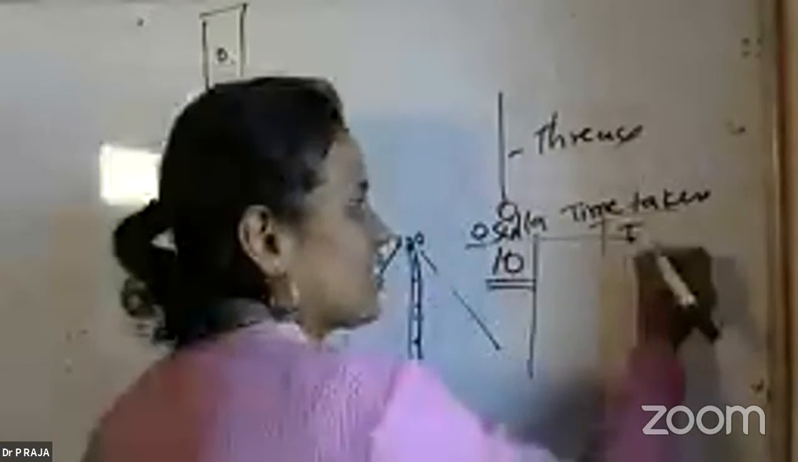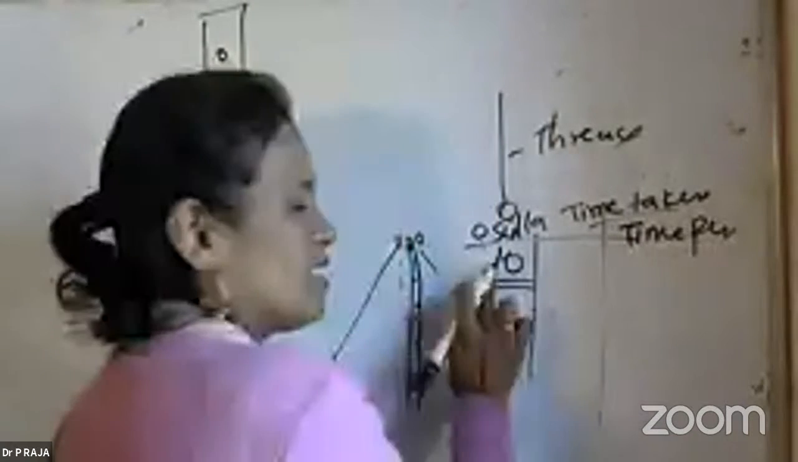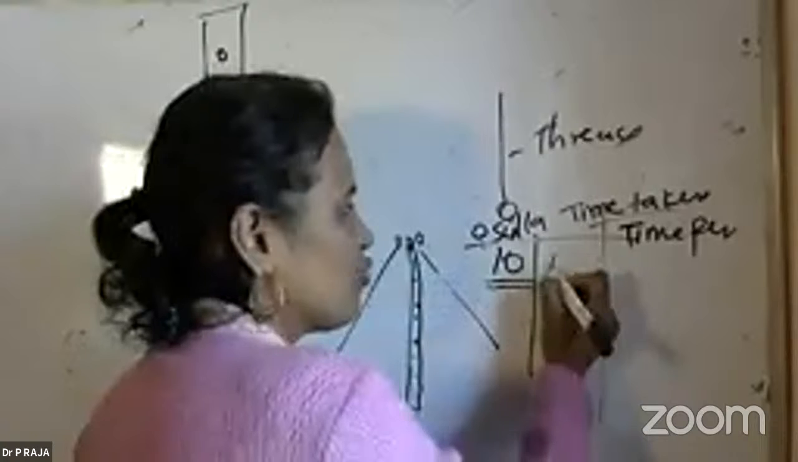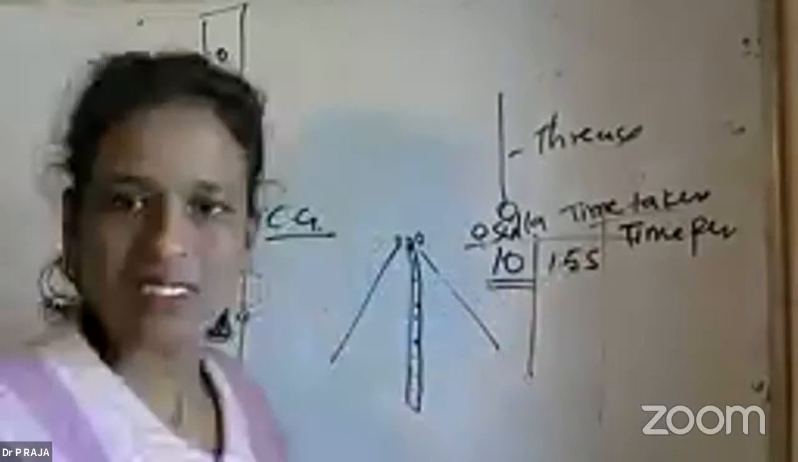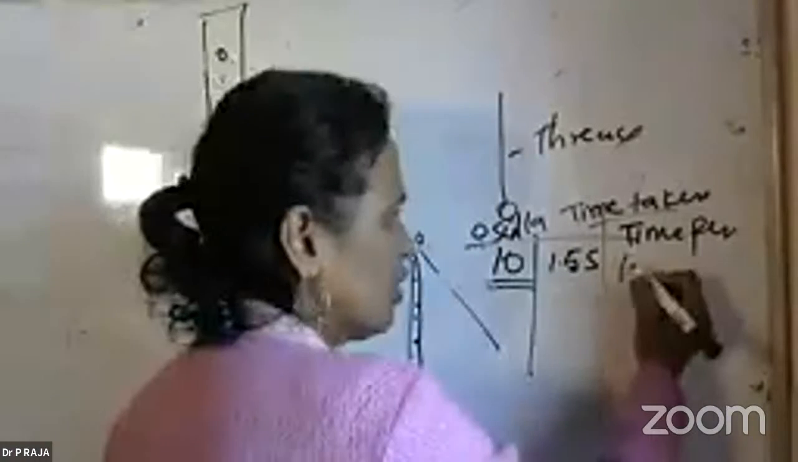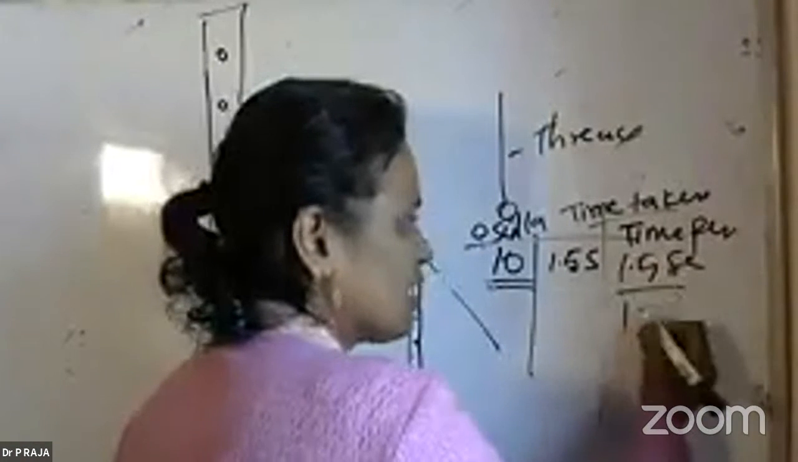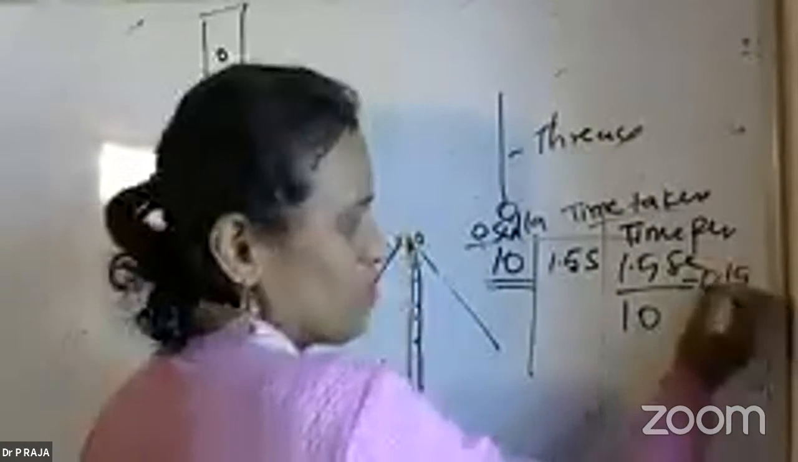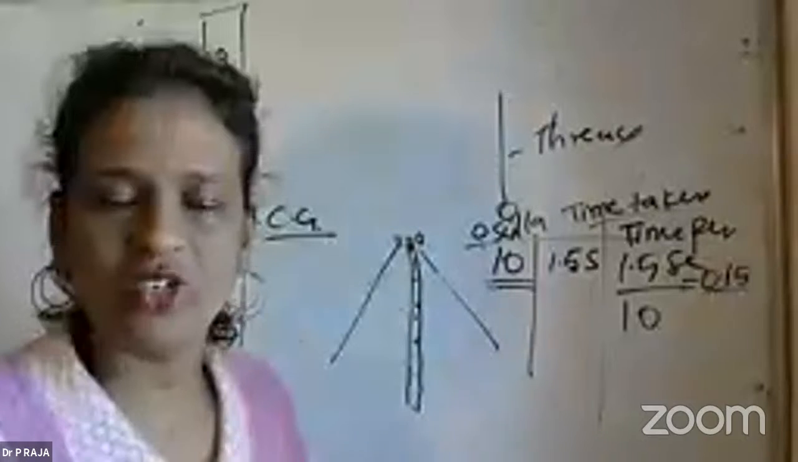How will I calculate the time period? For 10 oscillations, suppose you have 1.5 seconds. Now the time period will be 1.5 seconds divided by the number of oscillations. So this will become 0.15. That will be your time period.